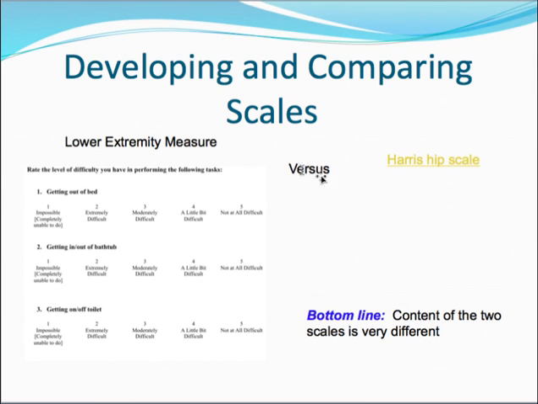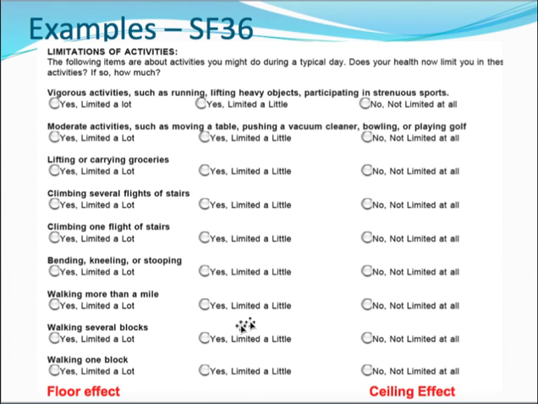So in essence, when we looked at that previous study that we've been talking about, the lower extremity measure versus the Harris Hip Scale, they both converged. They had a factor analysis or Cronbach's alpha that suggested they were converging on one concept, but in essence, the lower extremity measure was much better in terms of its psychometric properties. And we've already talked a little bit about the SF-36 having a floor and ceiling effect.